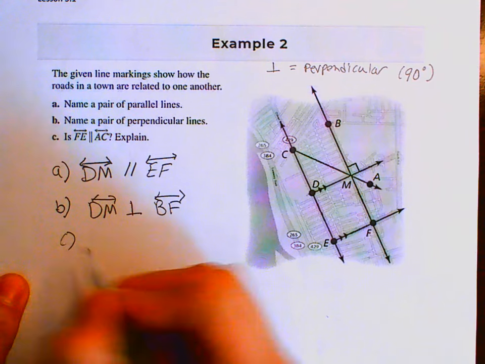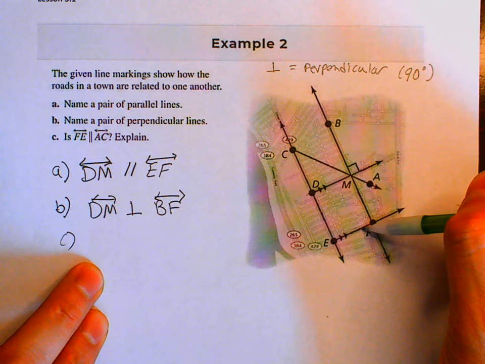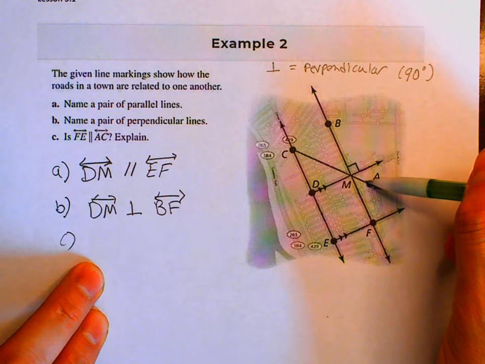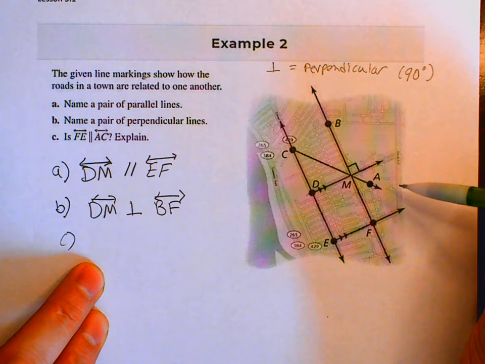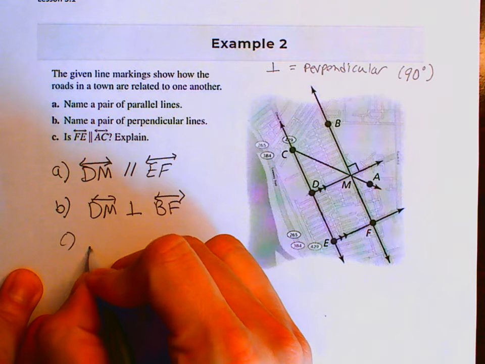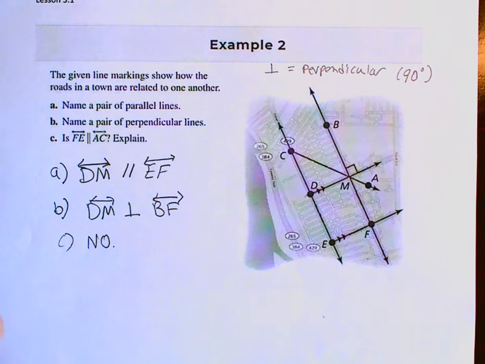Now the question, is FE parallel to AC? Now you can see here on the diagram that that is not going to be true because eventually these will intersect. So here the answer is no. They are not parallel. And that is example number 2. Let's look at example 3.